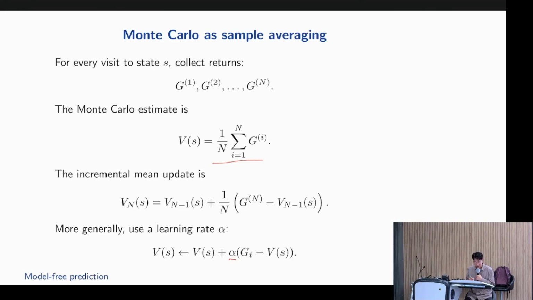There are many variants. The simplest thing is just to do a running average, or incremental mean update, which is just a fancy word for running average. Or if you prefer, you can introduce some learning rate and do gradient descent style updates.